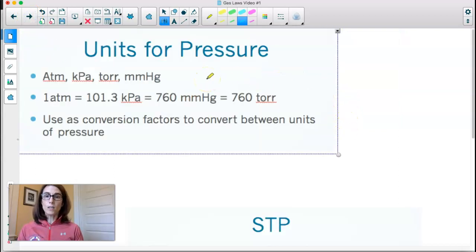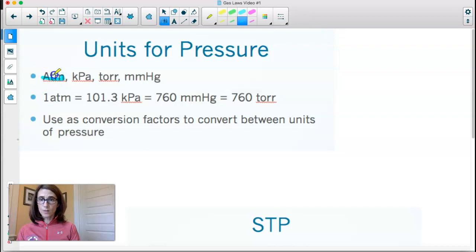So some units for gas pressure, these might be units that you haven't seen before, are the atmosphere, the kilopascal, the torr, short for torricelli, and the millimeter of mercury. And interestingly enough, millimeter of mercury and torr are equivalent to one another. So probably the most common that we'll use would be the atmosphere.